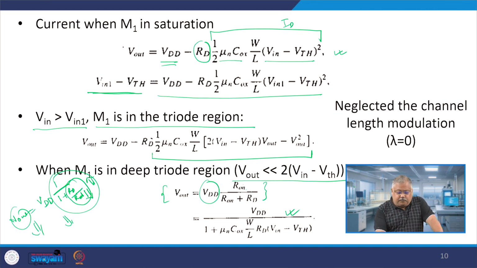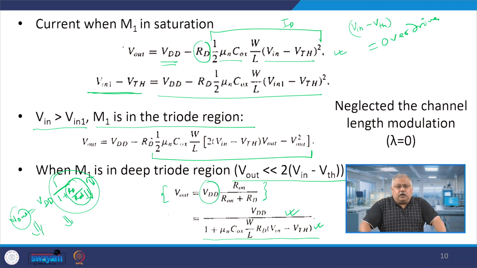If you put all the values here, V out is VDD divided by 1 plus mu n Cox into W by L RD into (V in minus VTH). V in minus VTH is also referred to as the overdrive voltage. So, higher is the overdrive, lower is the value of V out. A lower threshold means V in minus VTH will be a large value, which means that my V out will fall drastically to a low value.